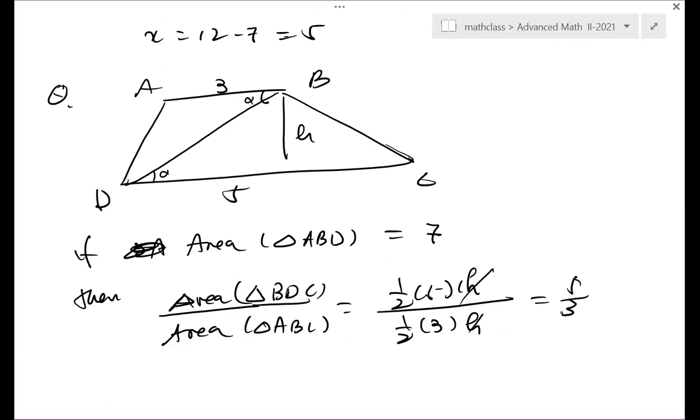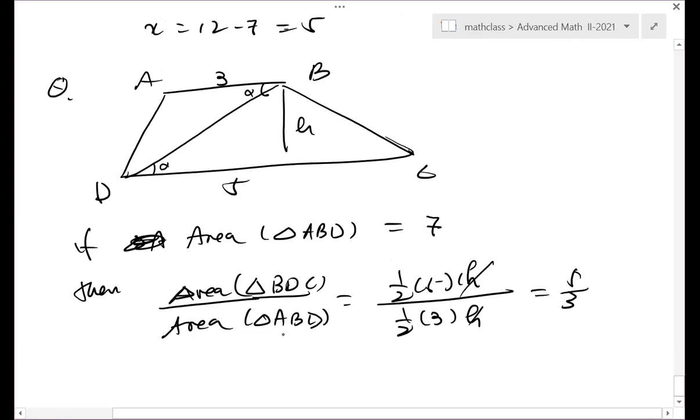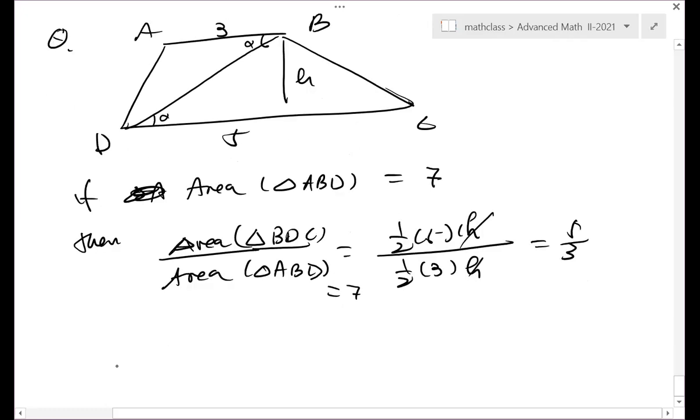So if you know the area for one triangle, ABD, then BDC and ABD, right? ABD is 7. So the area of the triangle BDC is going to be 5 over 3 times 7. Okay.